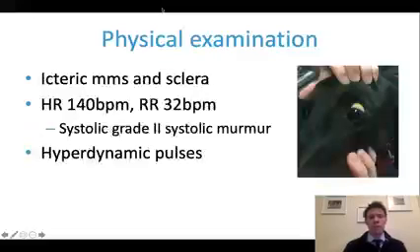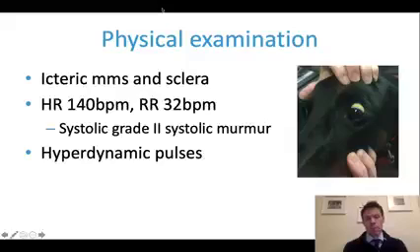And on physical examination, we've already seen her gums and mucous membranes, but also her sclera were quite obviously yellow and icteric. Increased heart rate, quite fast for a large breed dog, and mildly increased respiratory rate, and a grade 2 systolic murmur was present. Those mucous membranes are so yellow that you couldn't really even detect any pink behind it, and I suspect she's also quite anemic. And that would be supported by the increased heart rate and the presence of hyperdynamic pulses.